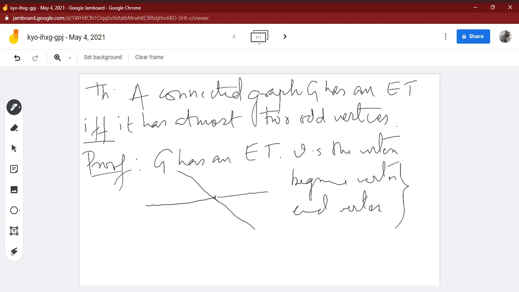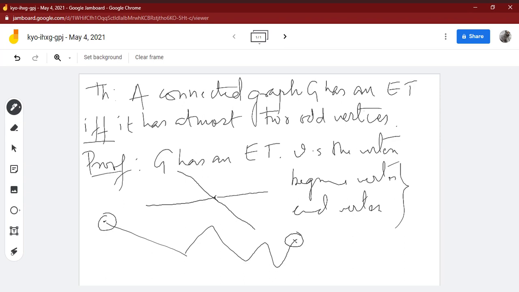Only these two vertices will have odd degree, because suppose this is the beginning one, and suppose this is the ending one, it ends over here. So only this vertex and this vertex have odd degree. Thus the only possible odd vertices are the origin and the terminus. Terminus means the end of the trail.